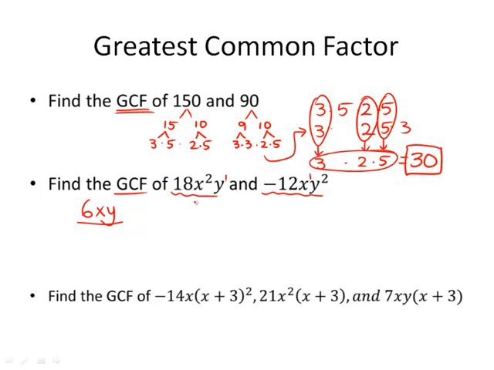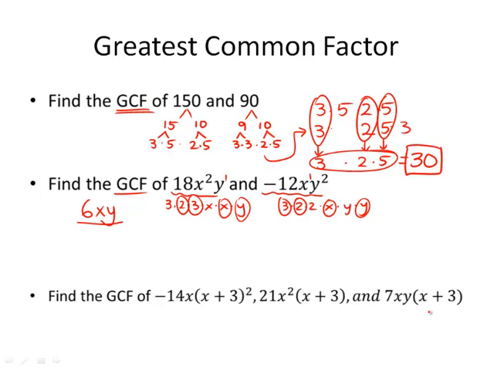If you really like, you could write all the factors out. So this would be 3 times 2 times 3 times x times y, and 3 times 2 times 2 times x times y, and figure out what the common ones are. And that will leave you with the same result. Notice I haven't done anything with the negative. For greatest common factor answers, you don't need to worry about including negatives. We will deal with that when we have to factor expressions.